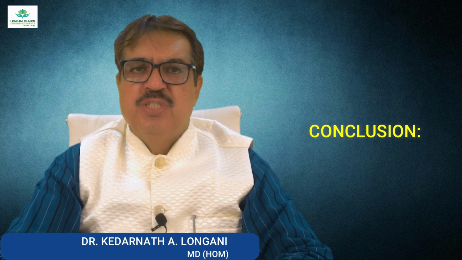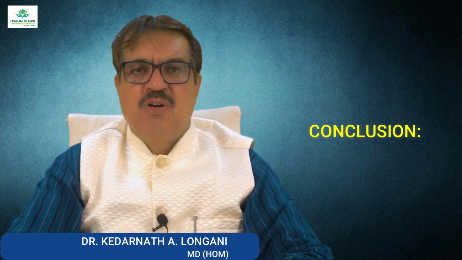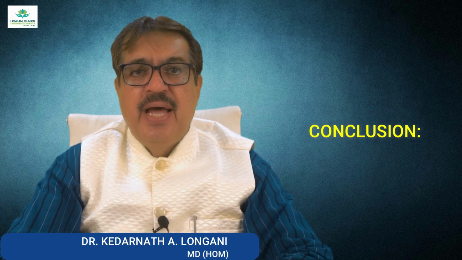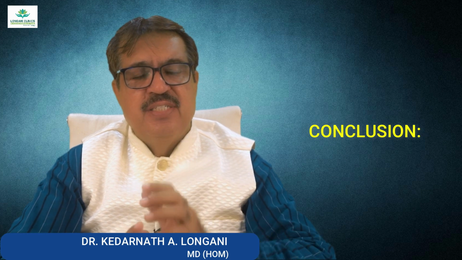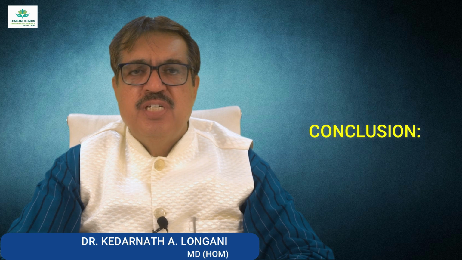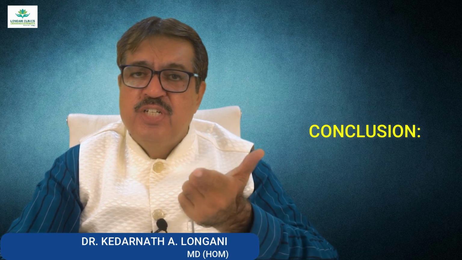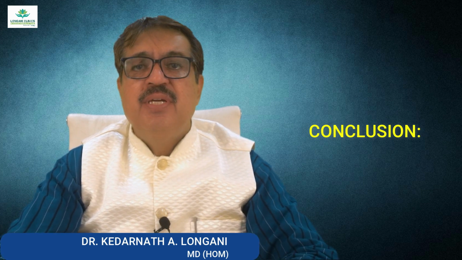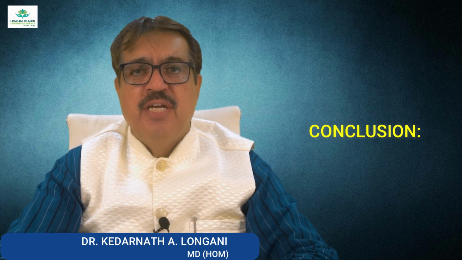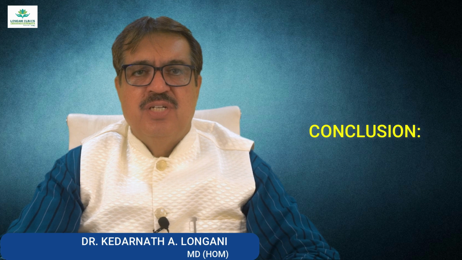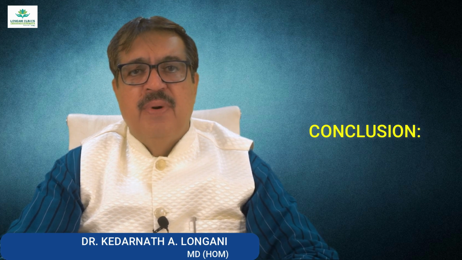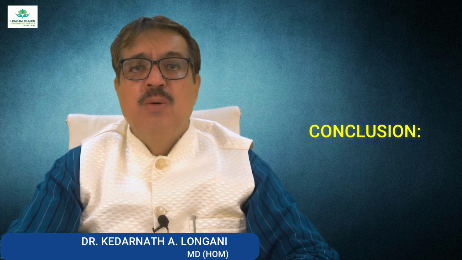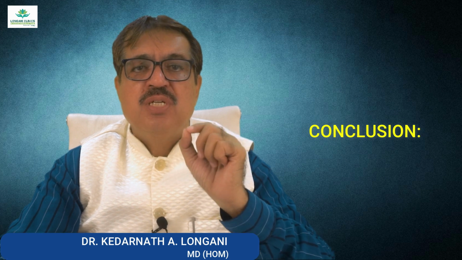Now we will see the conclusion. Bias in research methodology can compromise the validity, reliability, and generalizability of findings. Identifying potential sources of bias early in the research process and implementing strategies to mitigate them is essential for conducting credible, unbiased research. Awareness of various forms of bias and their impact ensures that researchers can produce more accurate and objective results.